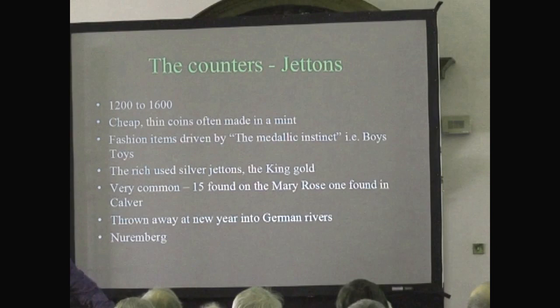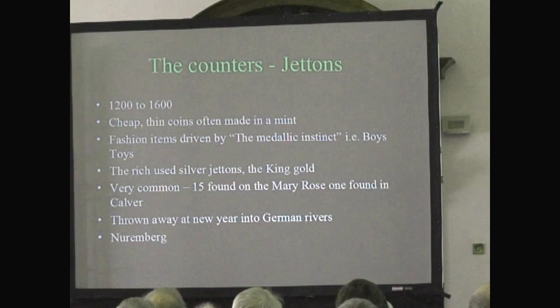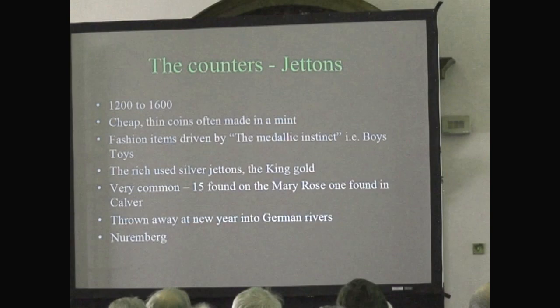They're just like thin coins. They were made mainly in Nuremberg. They're very, very common. Fifteen were found in the Mary Rose. I've got one that was found in Carbier, because that's the nearest one I could find to Manchester. They're frequently dug up by metal detector people. The rich are supposed to have used silver jetons. The king used gold.